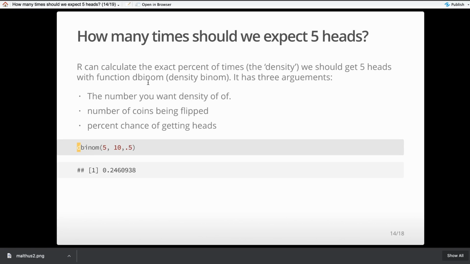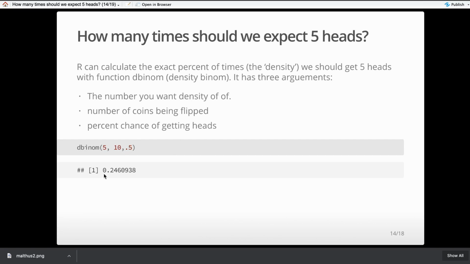So dbinom has 3 arguments. The first one is the number you want the density of. So here we want to know how many times we are going to get the number 5, how many times we are going to get 5 heads out of 10. So this asks, what number do we want the density of? How many coins are being flipped? Well, we're flipping 10 coins. Then the percent chance of getting heads. We're talking about a fair coin here, so there's a 50% chance.